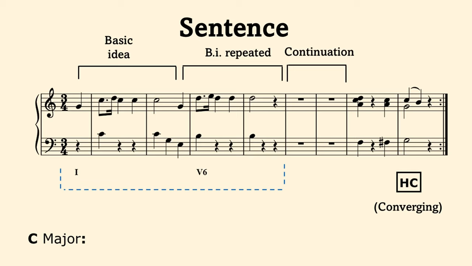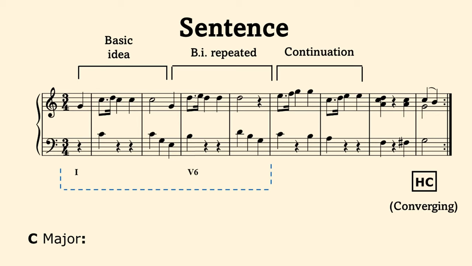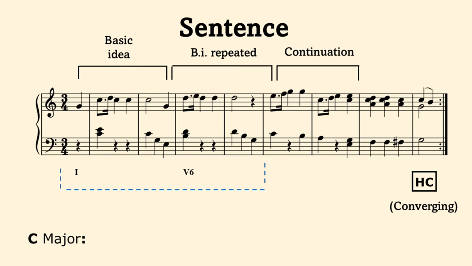Now we just need to fill the 2 bars continuation in order to connect this beginning with the final cadence. The continuation function in a sentence usually revolves around the fragmentation of previously heard material. Here I'm going to use a very simple 2-bar sequence based on our basic idea. And finally, after a few minor adjustments in order to make everything run smoothly, we get our new sentence complete.